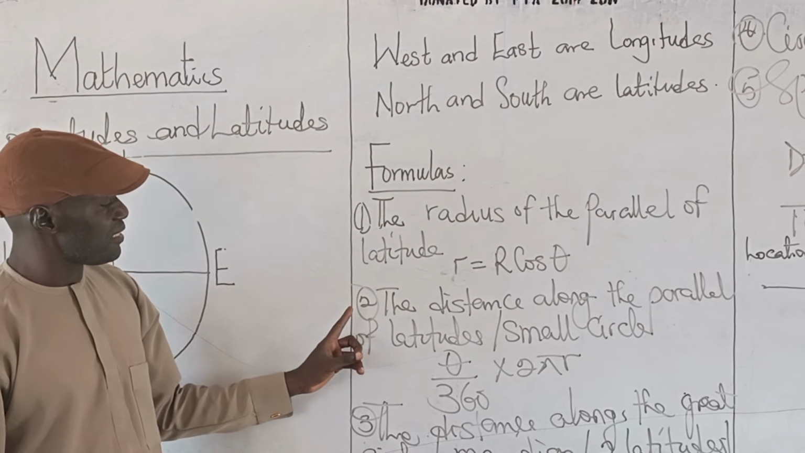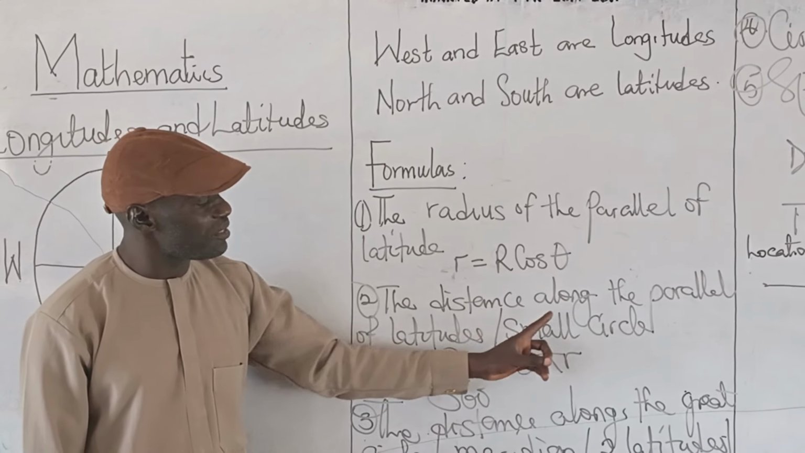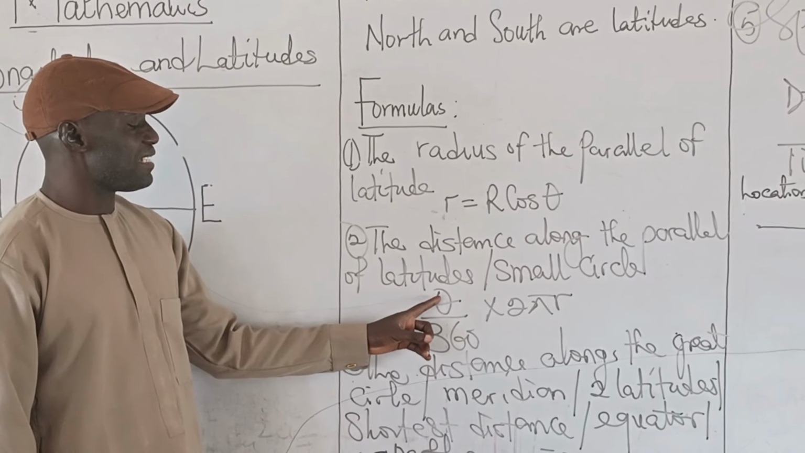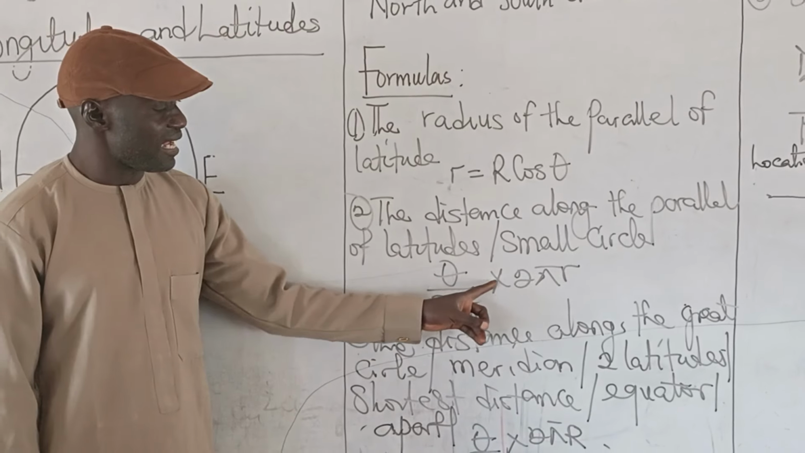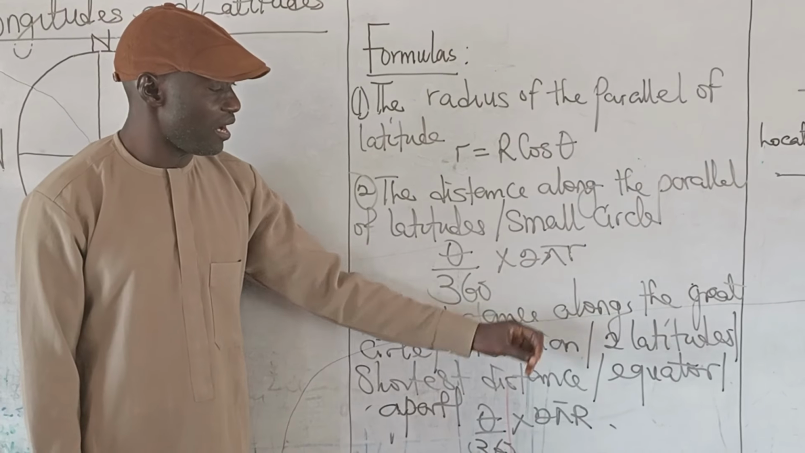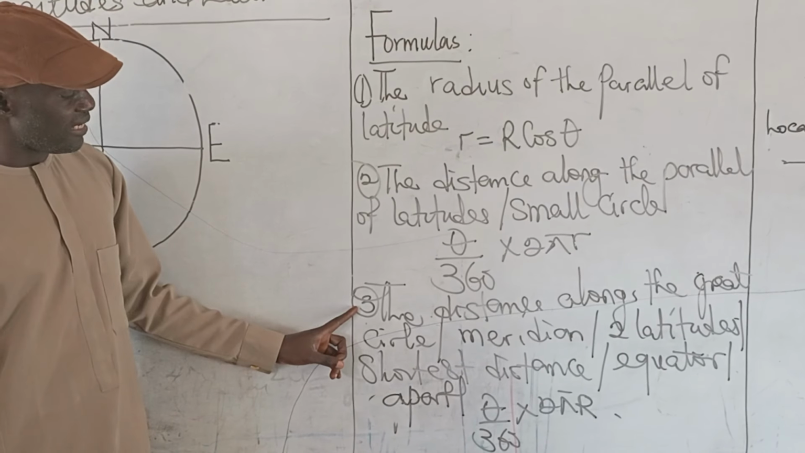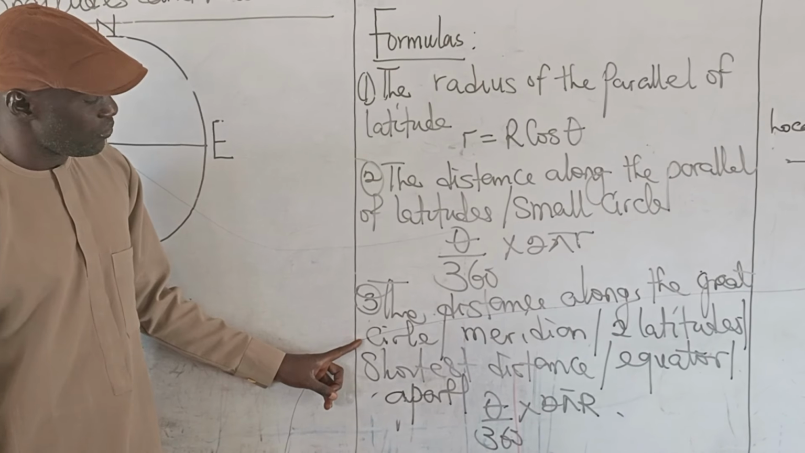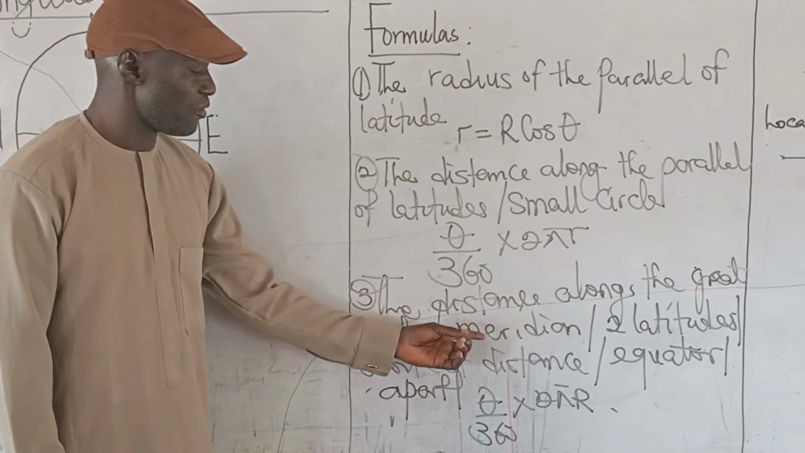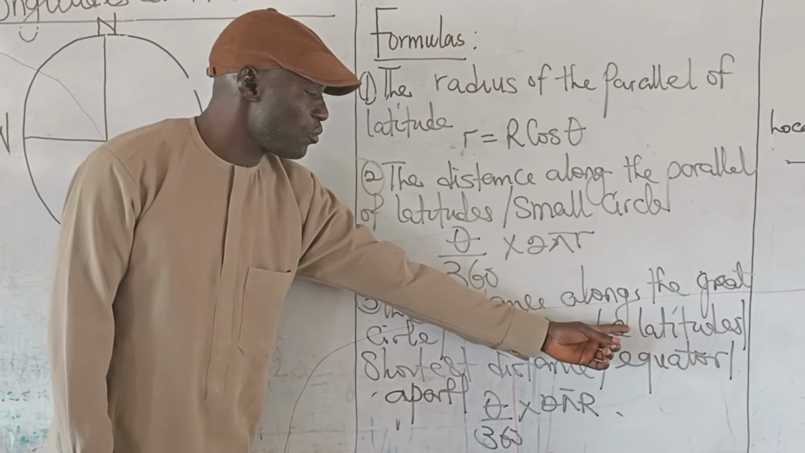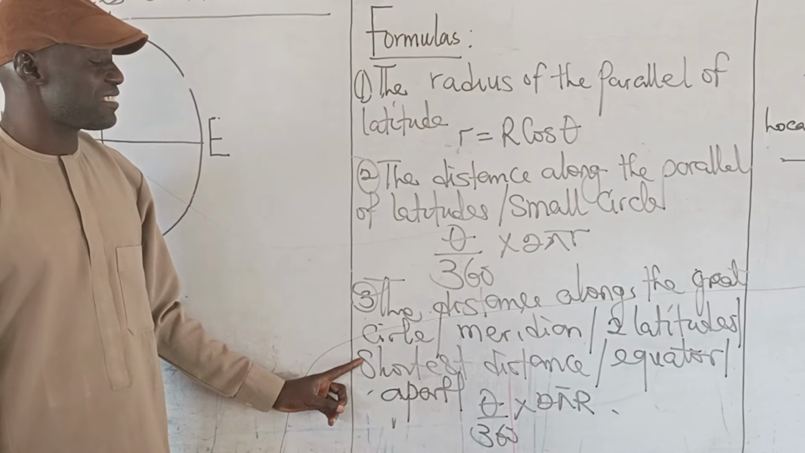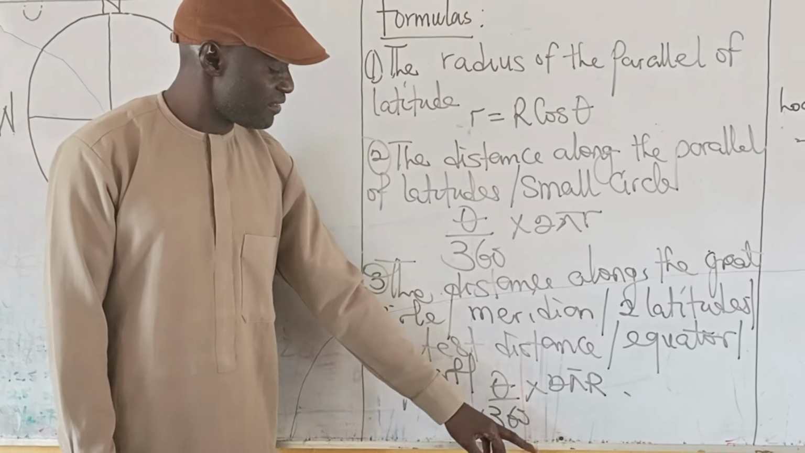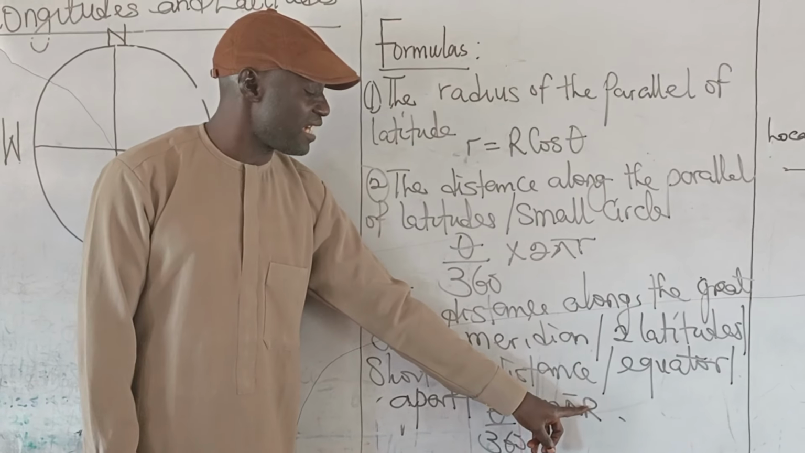The second one is the distance along the parallel of latitude, or small circle. You also have to apply theta over 360 times 2 pi small r. And the third formula is the distance along the great circle, or along the meridian, or in case we have 2 latitudes, or the shortest distance, or equator. We have to apply theta over 360 times 2 pi big R.